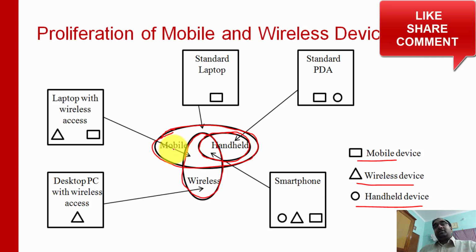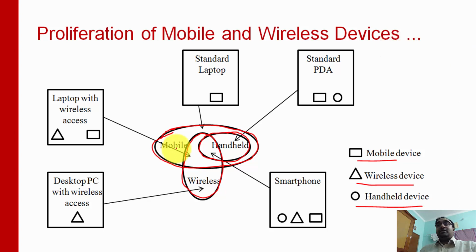So mobile devices means they are portable devices. So you can carry them from one place to another place very easily. An example for a mobile device here you can see is a laptop. So laptops are portable, right? You can carry them in your hands from one place to another place. And if you see the handheld device, the example is PDA. PDA means personal digital assistant. So if you see PDA, it is a mobile device as well as a handheld device.